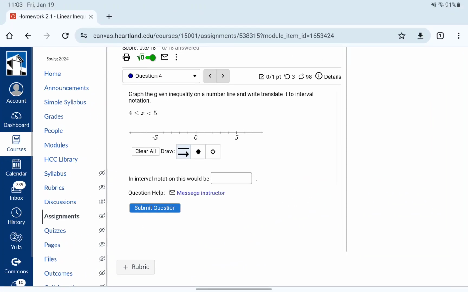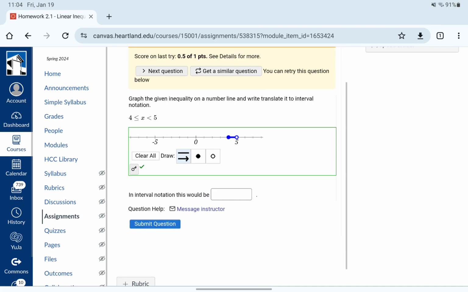Taking a look at our homework system again, we can see how we would input these solutions. In this case, 4 is included as part of the solution to 4 is less than or equal to X is less than 5. So a filled-in circle would go at 4. And then at 5, we would have an open circle. And then we'd use that line segment tool to draw a line connecting those 2 points.